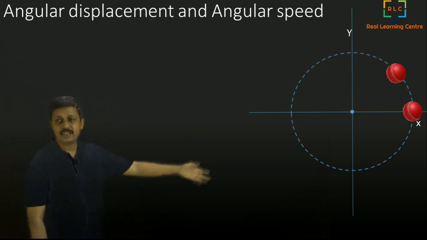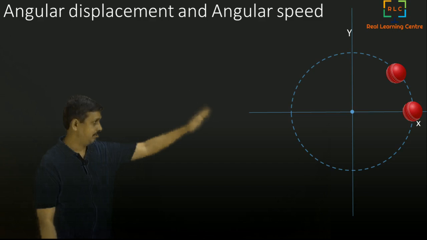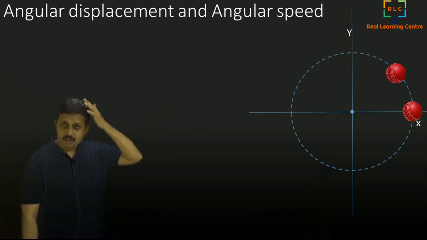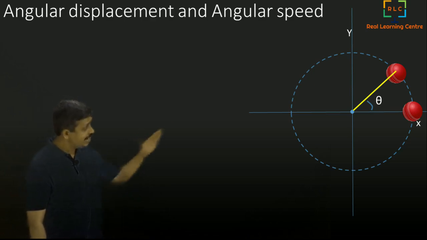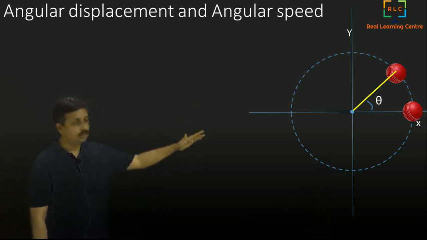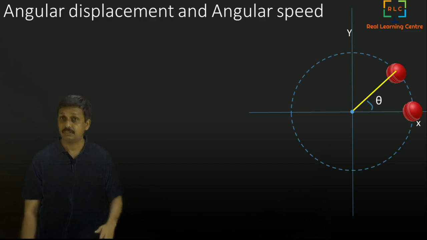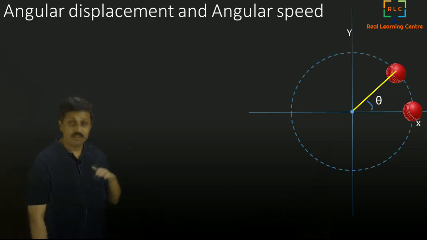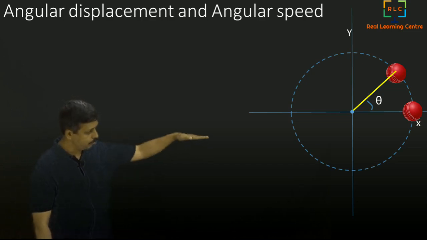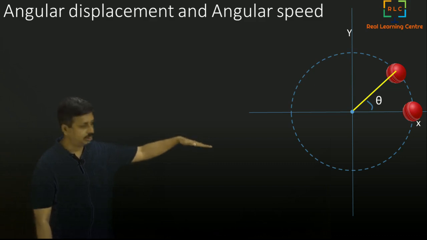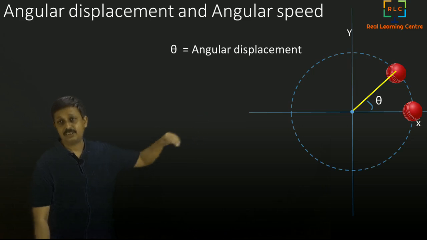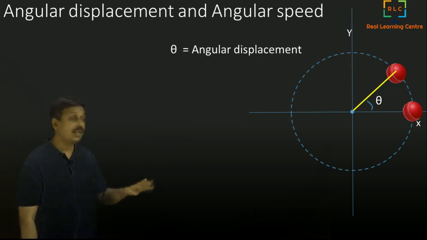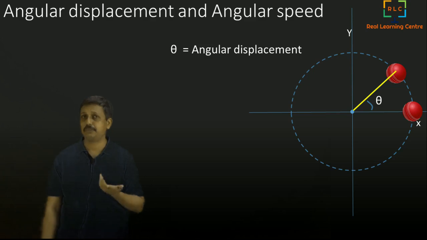So from there, let us say it has moved a little bit up like this. Now, if you join that point, the radius line makes an angle theta. And that theta is what we call, from the beginning, if this is our main original position, now it has made an angular displacement. So theta is nothing but angular displacement.